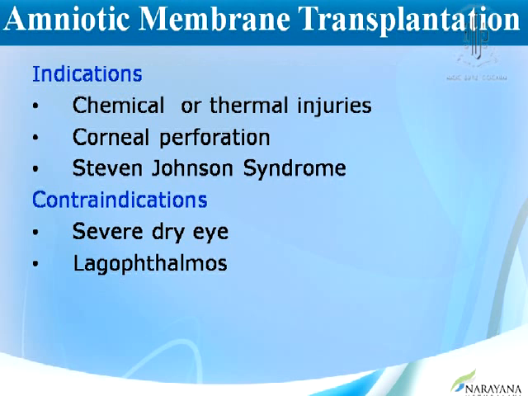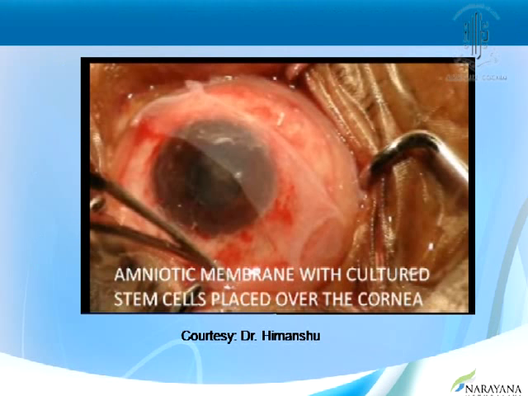The next comes amniotic membrane transplantation, useful in a case of chemical or thermal injuries, corneal perforation, or Stevens-Johnson syndrome. Here is a case of acid injury which was managed with amniotic membrane grafting. In a case of ocular surface abnormality with limbal stem cell deficiency, it is managed with amniotic membrane with cultured stem cells placed over the cornea. Once epithelialization occurs, subsequently you can do a penetrating keratoplasty for visual rehabilitation.